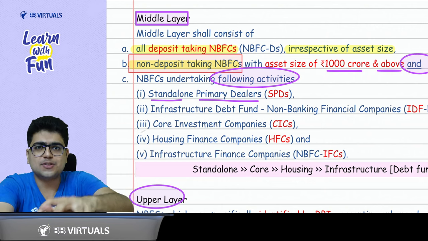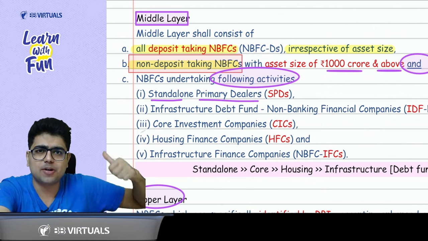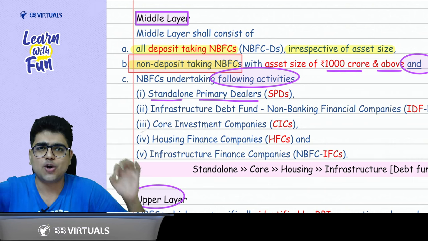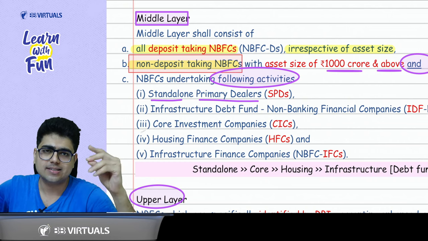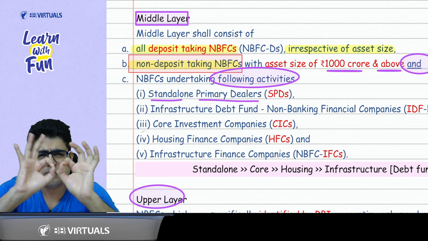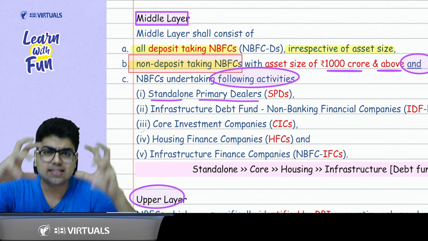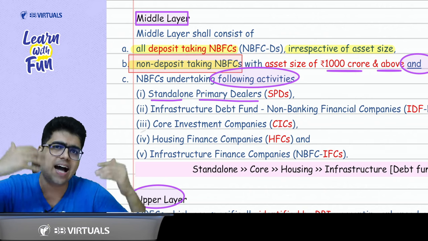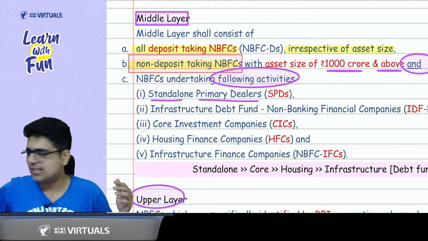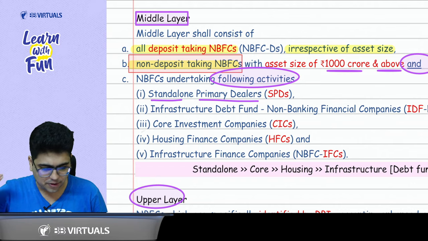So dealers who are primarily dealing in the government securities, providing them to the general public, these are called standalone primary dealers. Did you get the point? Yes, sir. So as an NBFC, are they doing some major activity? The answer is no. But still they are dealing with the government. This is a high risk business. That's why they have been moved to the middle layer. Did you get this point? Yes, sir. That's the point you need to understand.